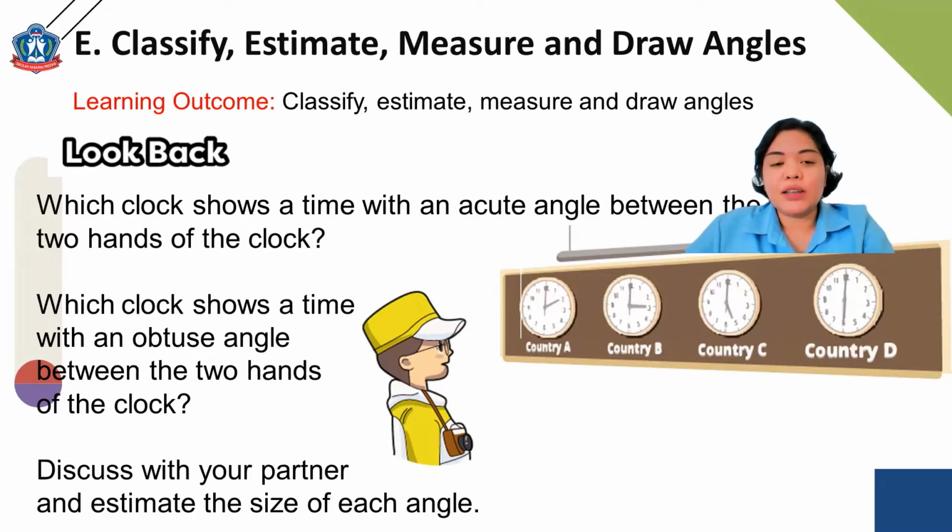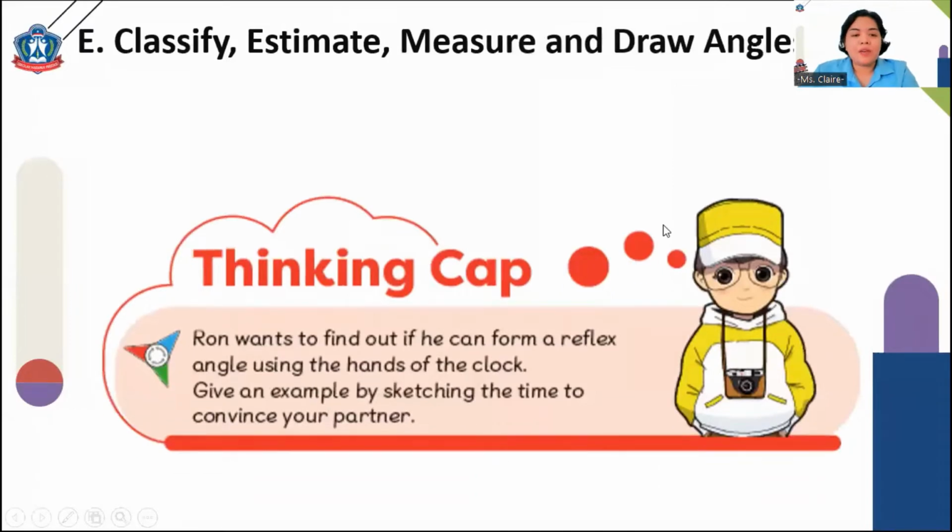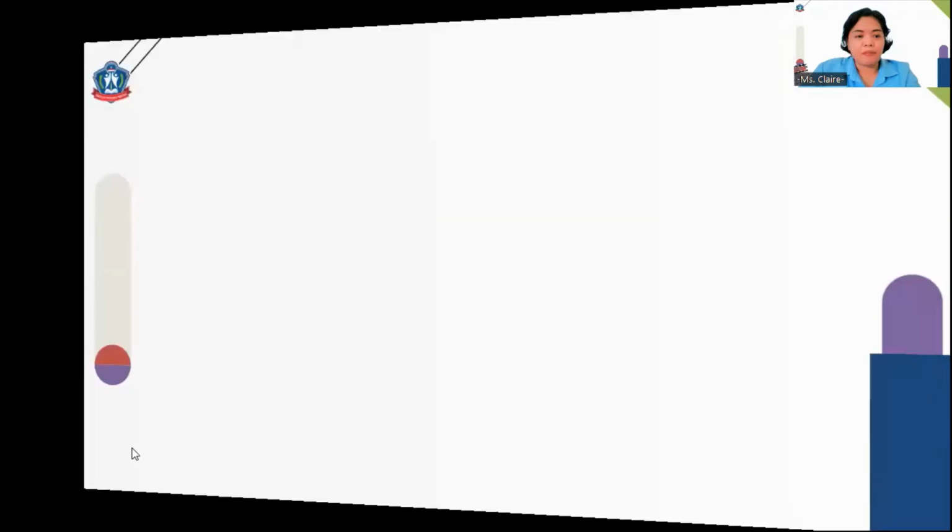So these different clocks show different angles. And I know that you are familiar with these 4 kinds of angles because you have learned this during your Math 5. So we have the acute angle, right angle, obtuse angle, and a straight angle. Now, Ron wants to find out if we can form a reflex angle using the hands of the clock. Have you heard the word reflex angle? There is another kind of angle and we call it a reflex angle. Okay, stay tuned and I am going to discuss what a reflex angle is.